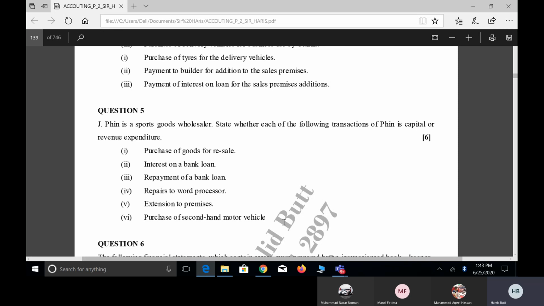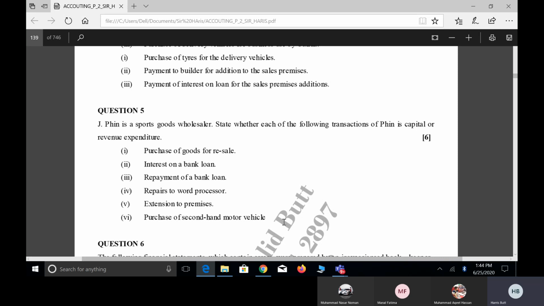यहाँ पे एक बहुत जरूरी है समझना. You have purchased the motor vehicle for the first time. It was not in your use previously. You have purchased a new motor vehicle. Although it is second hand, but for you it is a new one. So your non-current asset is increased. Whenever the non-current asset is going to increase, or you purchase a non-current asset, that will be a capital expenditure.